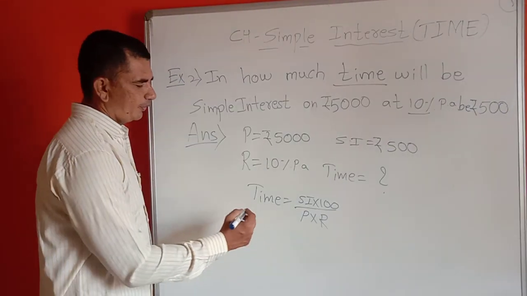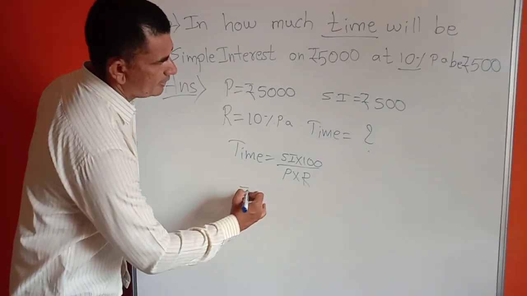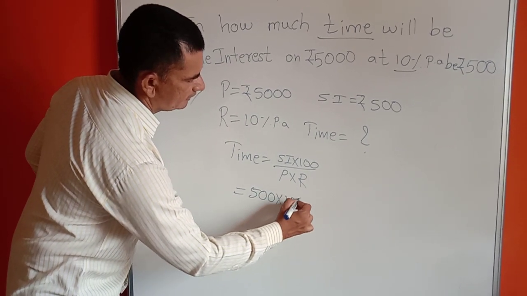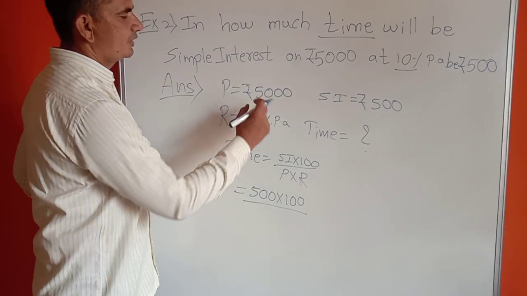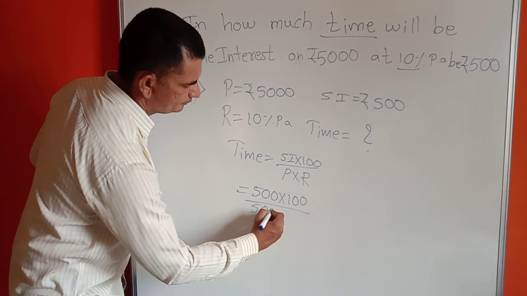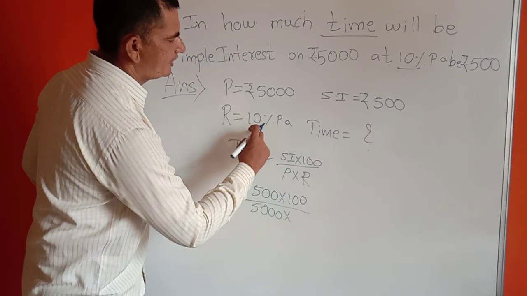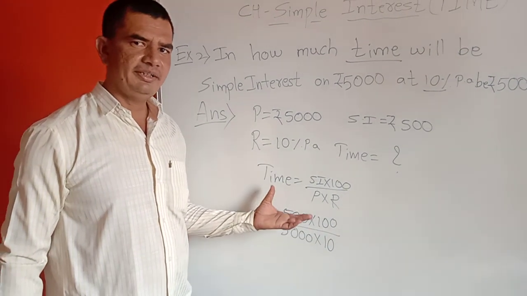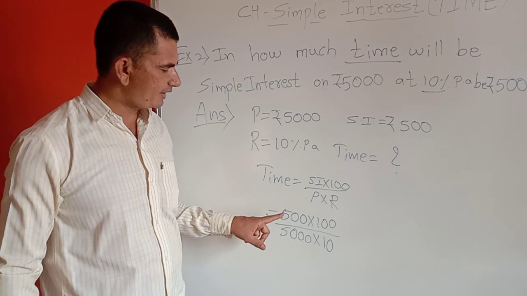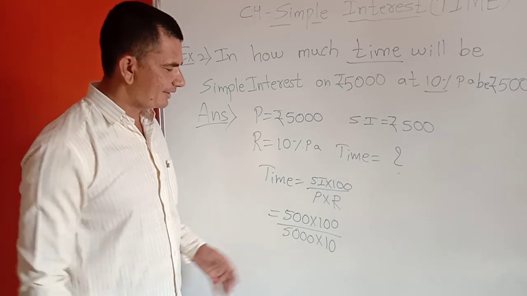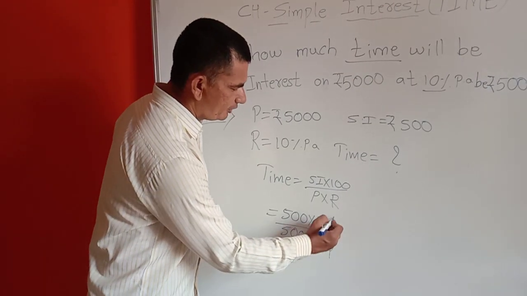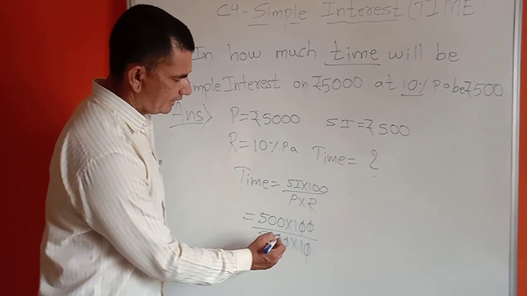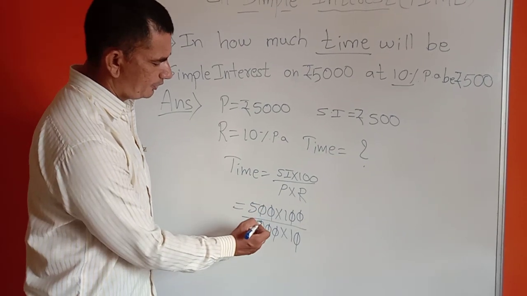Okay, students. Now simple interest, how much? Rupees 500 into 100. P, how much? Rupees 5,000. R, how much? It's 10% per annum. So here we can see the zeros are there in numerator and denominator both, so we can cancel easily. You can cancel this 0, this 0, and 0, 0, 0, 0.